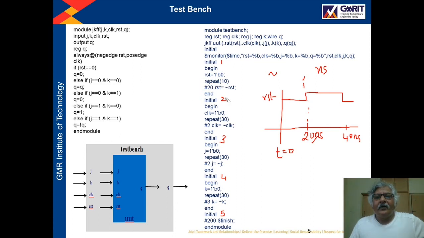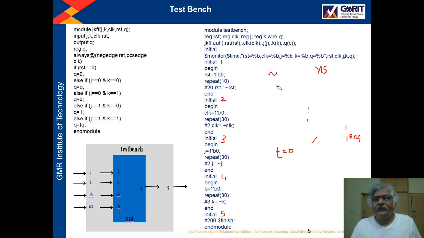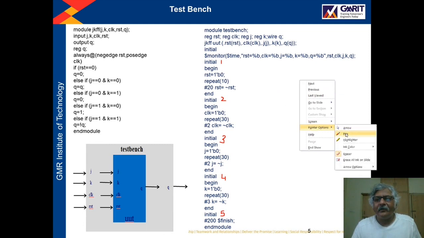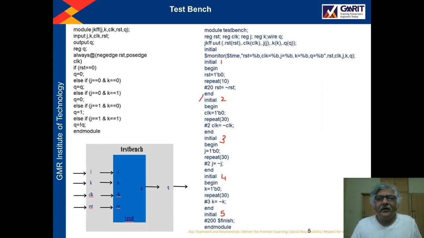Okay. Now due to the second initial statement, what will happen? The second initial statement is this, and here CLK, I am assigning 0 value to the CLK. Then this repeat block will repeat this statement, hash to CLK is equal to complement CLK.